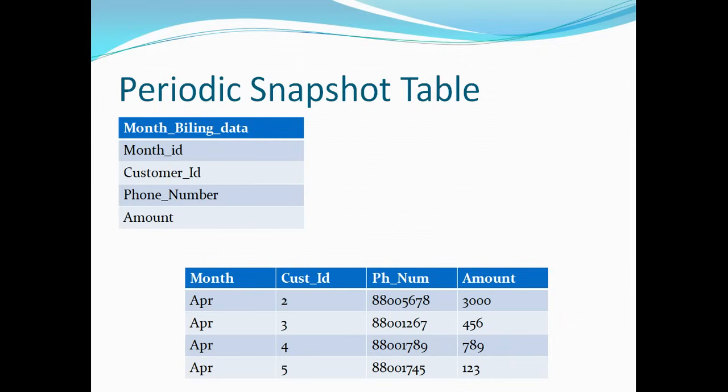So this is how our periodic snapshot table looks. It has the month ID, the customer ID, the phone number and the amount, because a person can have multiple phone numbers. For every row in this periodic snapshot table, we will send an email with the bill. Let's say customer ID 2, which is this one, is me, Vivek, and I own this phone number. So I'll get an email saying, for the month of April, for this phone number, this is the amount that you are supposed to pay.